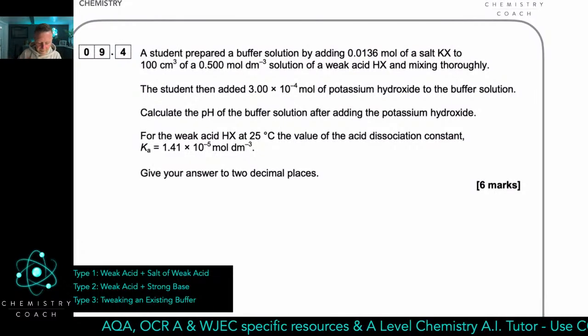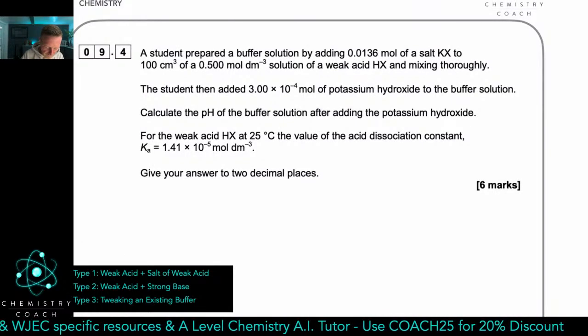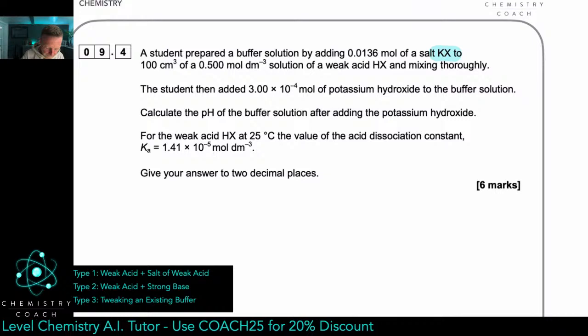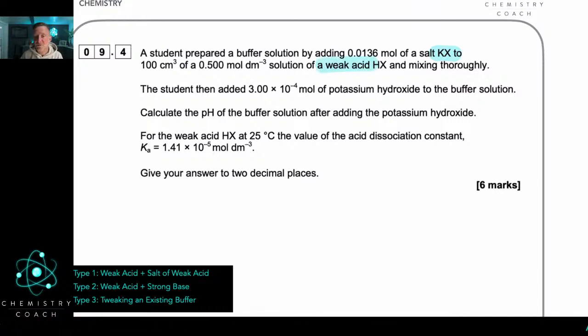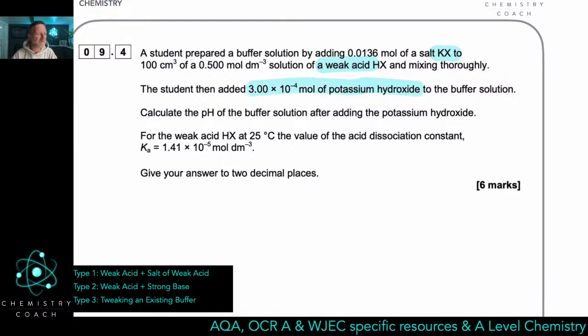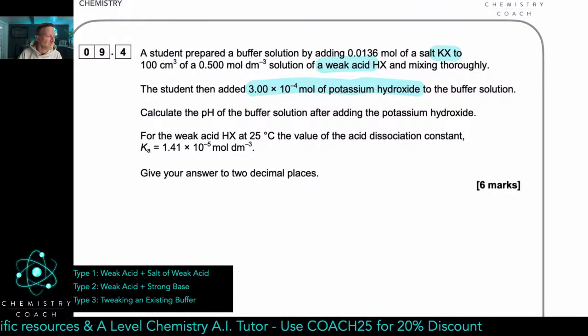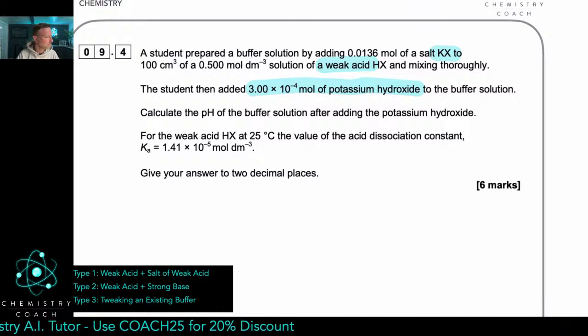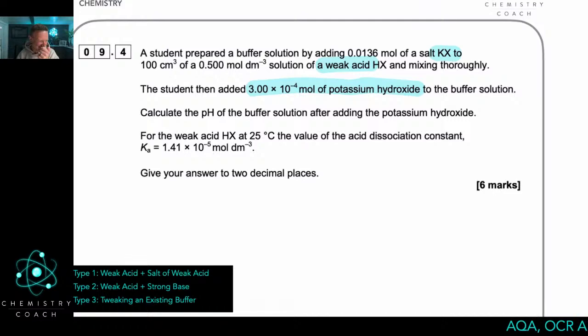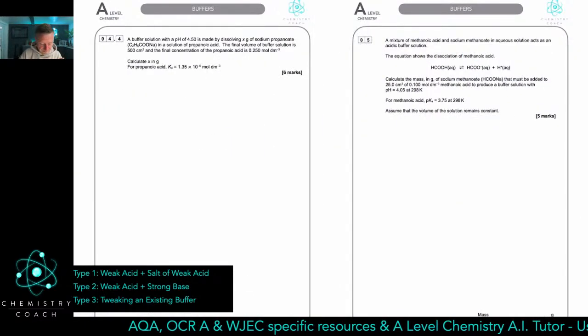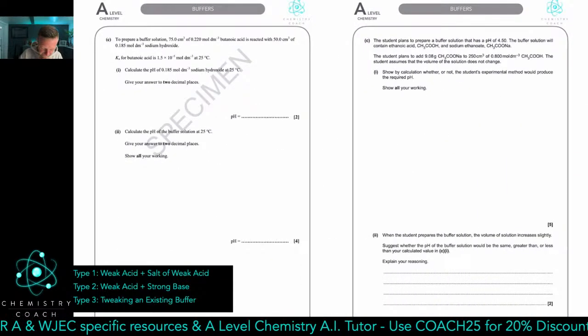Next one. A student prepared a buffer solution by mixing this many moles of salt, KX, to this volume and concentration of a weak acid, mixed thoroughly. The student then added 3 times 10 to the minus 4 moles of potassium hydroxide to the buffer solution. Type 1, type 2, type 3? Alice, you're on a roll. Type 3 again, absolutely. You see, these first ones are mostly type 3. These are all AQA questions.